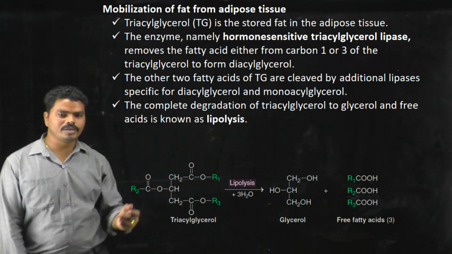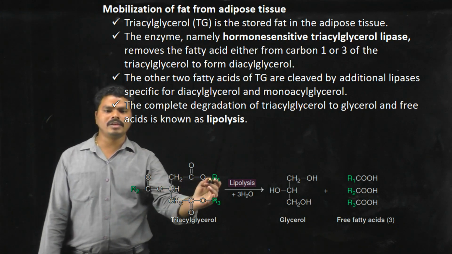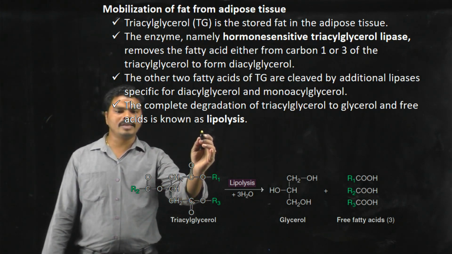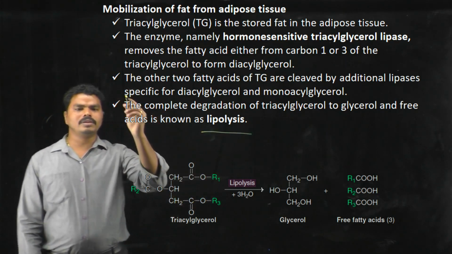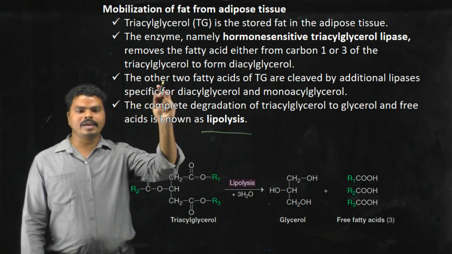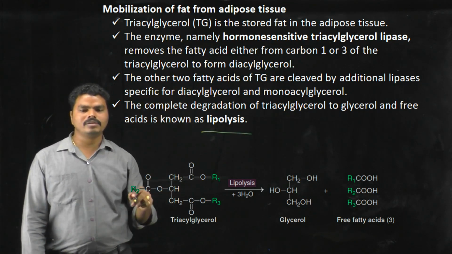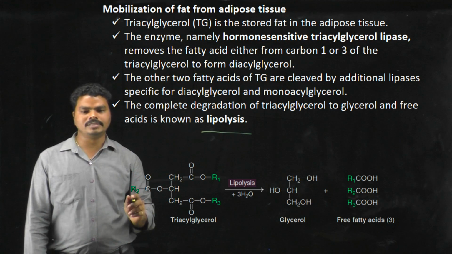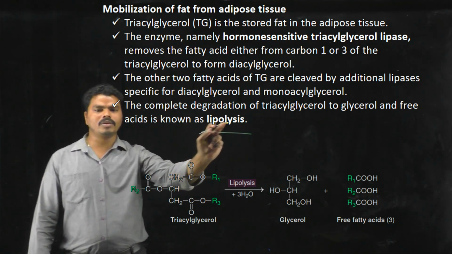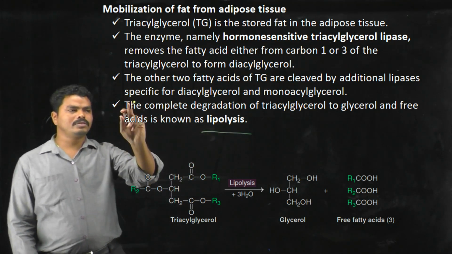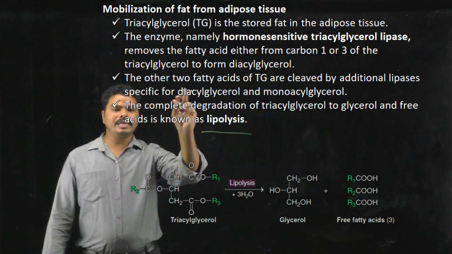So how will it happen? This process is called lipolysis. Lipolysis means the lipid stored in the form of fat in adipose tissue will be utilized for production of energy. That process is called lipolysis. For that reason, some enzymes are required.